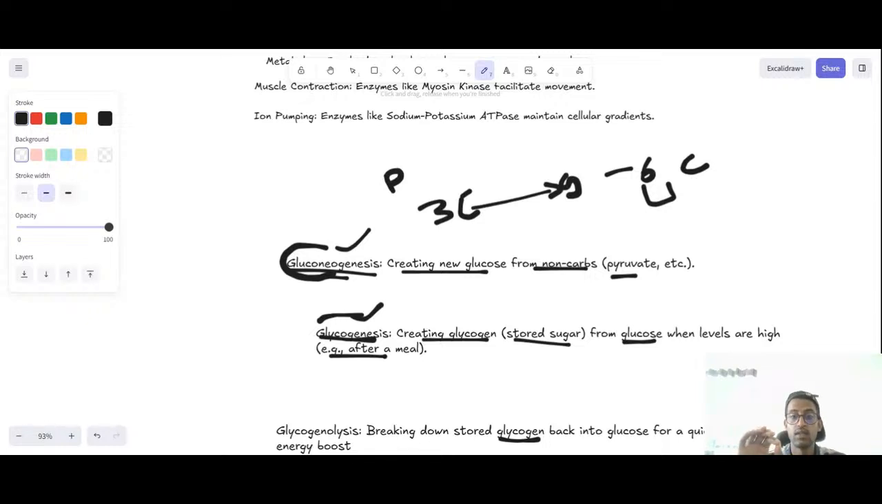Gluconeogenesis is a process where glucose is produced from non-carbohydrates like pyruvate and lactate. That's crazy. How is that possible? Because it's 3 carbon. All right. So if you have pyruvate, you don't have to create glucose. It's easy to create ATP instead of creating glucose into the blood, because that's very nasty.